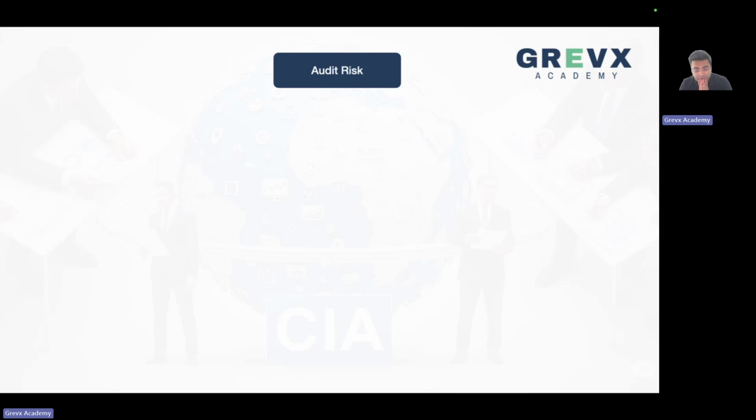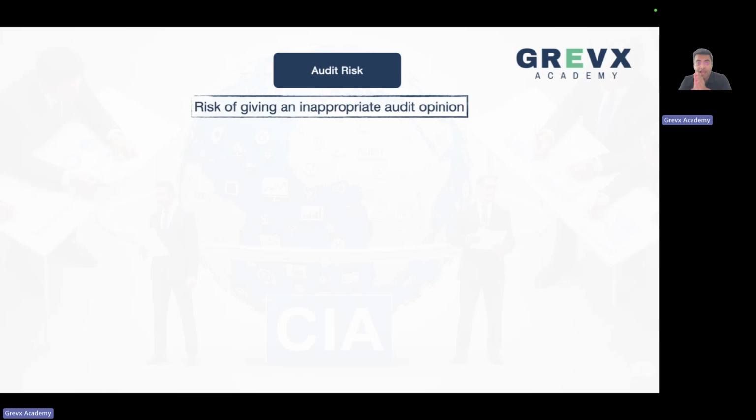So what is the audit risk? A risk that you might say that everything is fine in the company, but in fact, everything is not fine. That means you might give a clean report when in fact the financial statements are misstated, contain misstatements. That is the audit risk. Risk of giving an inappropriate audit opinion. That is what audit risk is. A risk that you might give a clean report when in fact the financial statements are misstated. Right? So that is an audit risk.